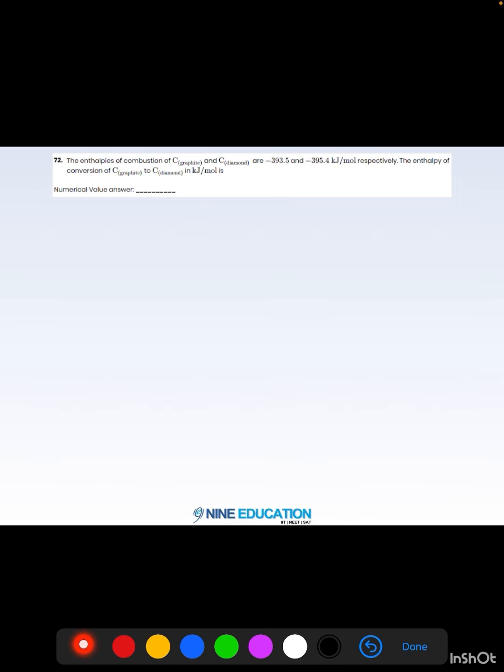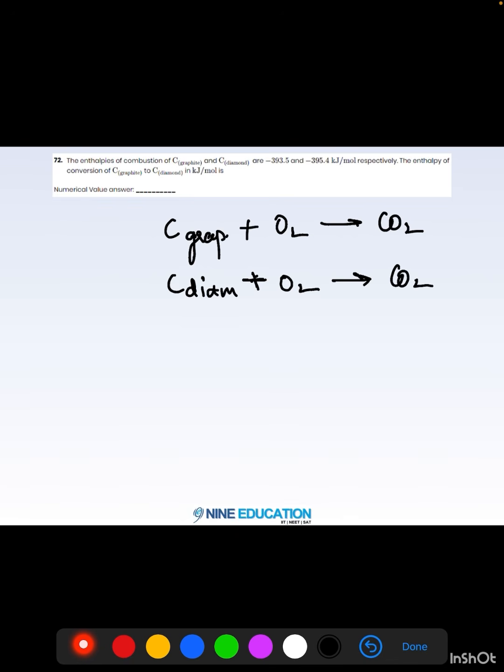We need to write the combustion of C graphite. So C graphite plus O2 should be giving us CO2 here. Same way, if you have C diamond and you burn it in the presence of oxygen, you'll be getting CO2 here. And for both of these reactions, they are giving us the delta H value: for this minus 393.5, for this minus 395.4 kilojoule per mole.